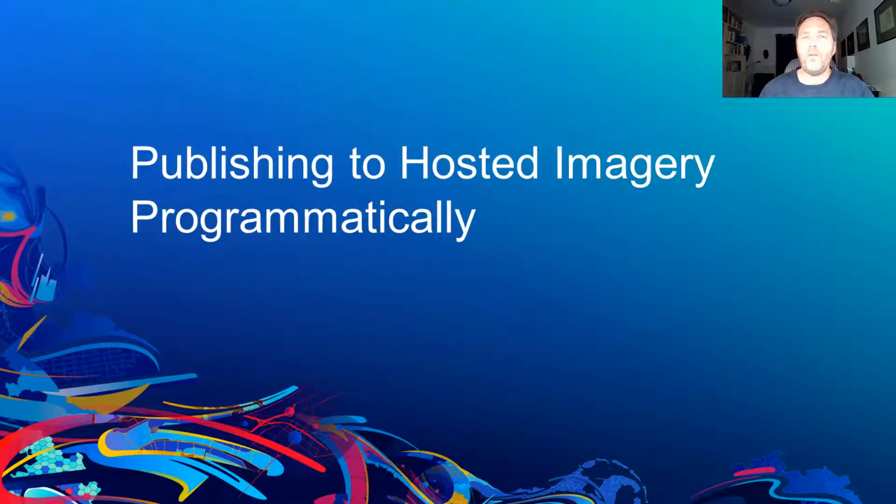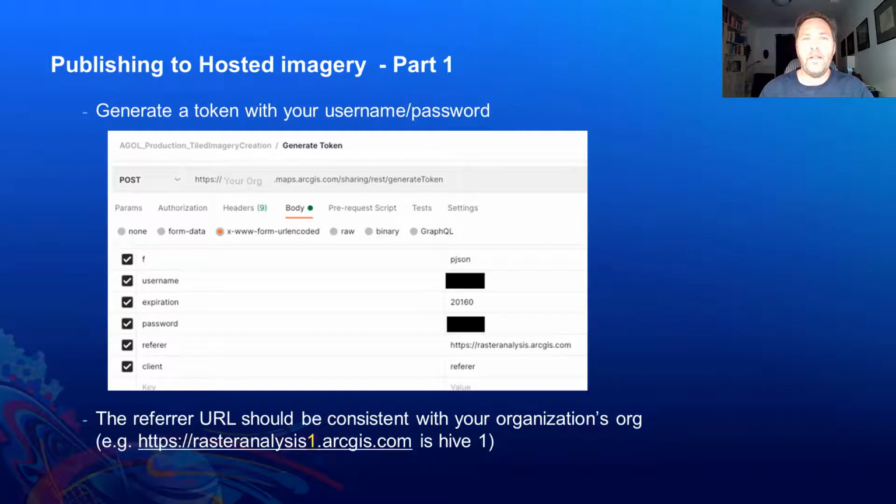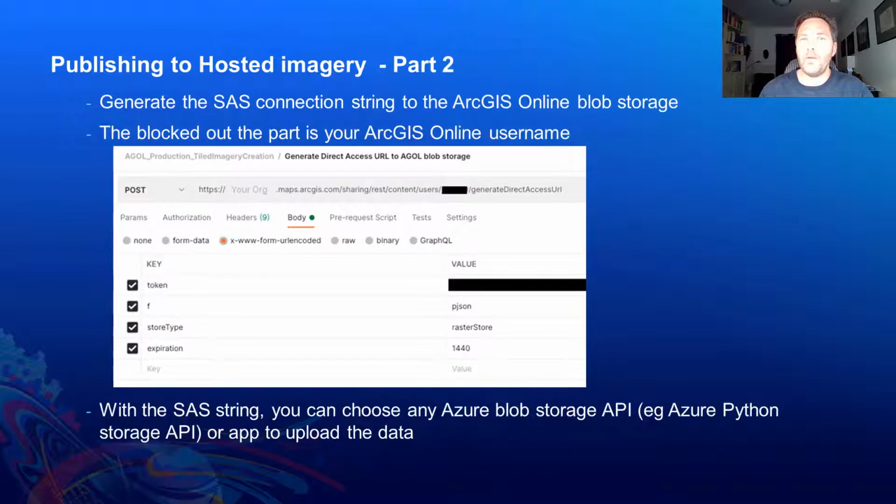Well, what if you wanted to do this programmatically? This can be done using a simple API. There are 3 steps. First, you create a token with your username and password by using generate token. There's not much to that, except providing your username and password and the appropriate referrer URL. This will create a SAS connection string. With this string, you can choose any Azure Blob Storage API or app to upload your images.